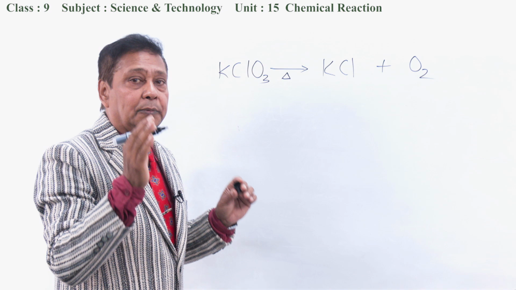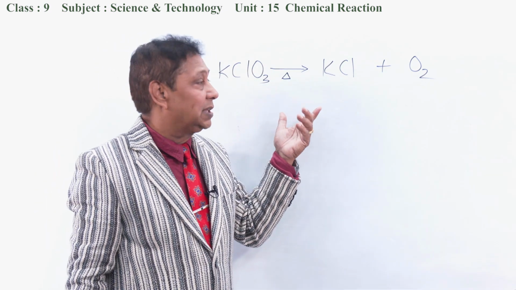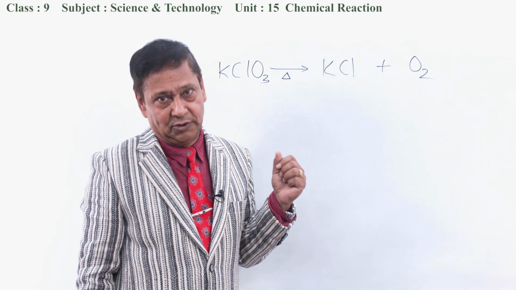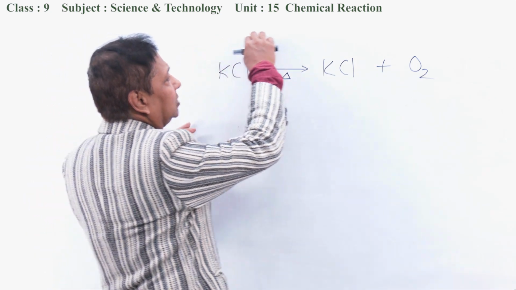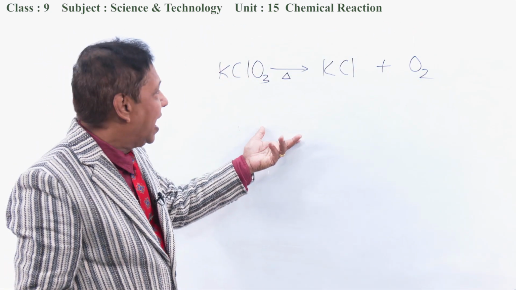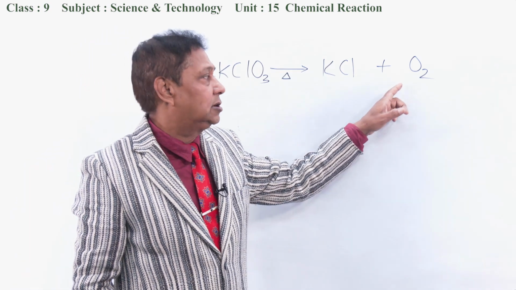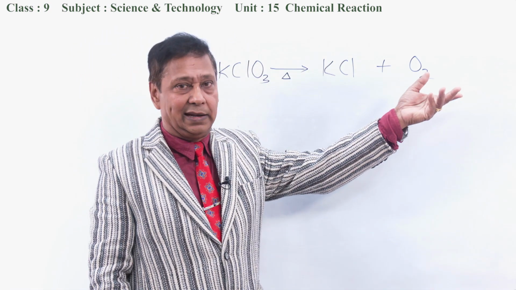This is the method of preparation of oxygen gas in the laboratory, and this method is called the heating method of preparation of oxygen gas in the laboratory. This is the formula equation. You can write the word equation very easily, that's why I am not wasting time. This is potassium chlorate, this is potassium chloride, and this is oxygen, and their correct molecular formulas are written. Now we have to balance.